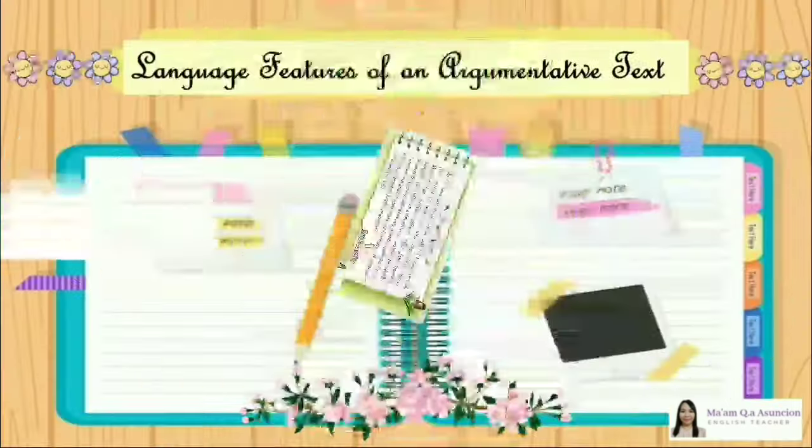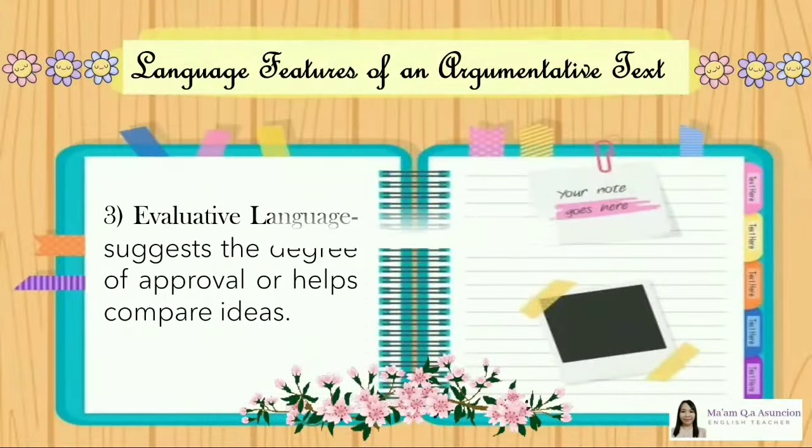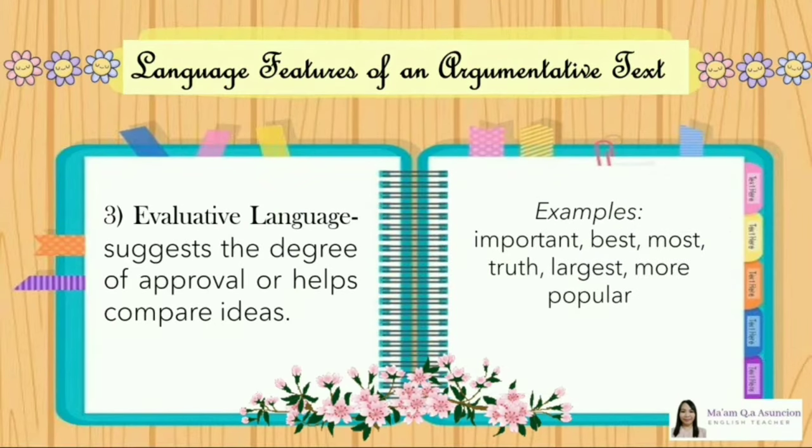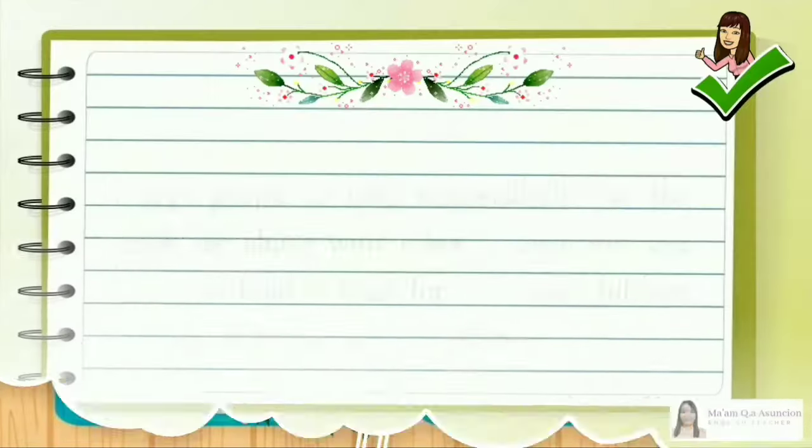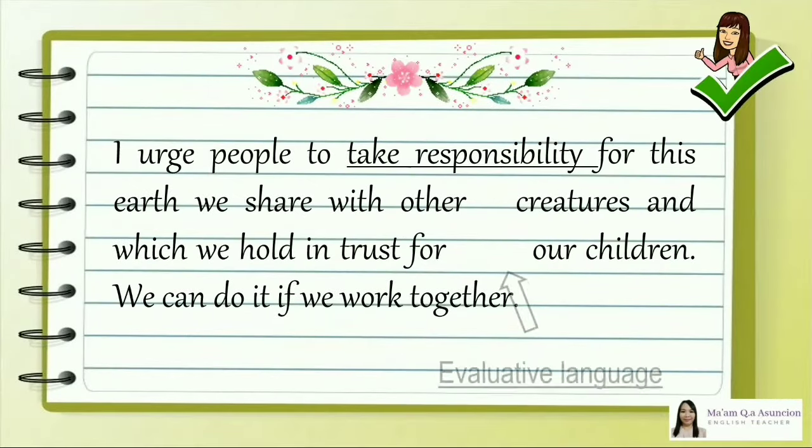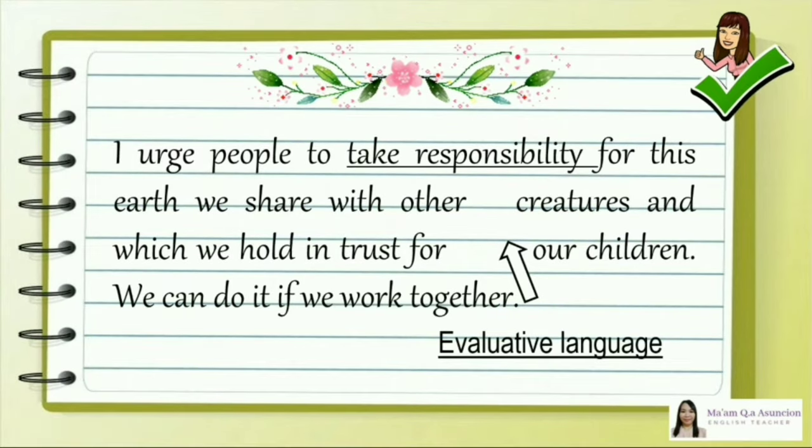Number 3. Evaluative language suggests the degree of approval or helps compare ideas. Examples: important, best, most, truth, largest, and more popular. This is an example of an argumentative with evaluative language. I urge people to take responsibility for this earth we share with other creatures and which we hold in trust for our children. We can do it if we work together.